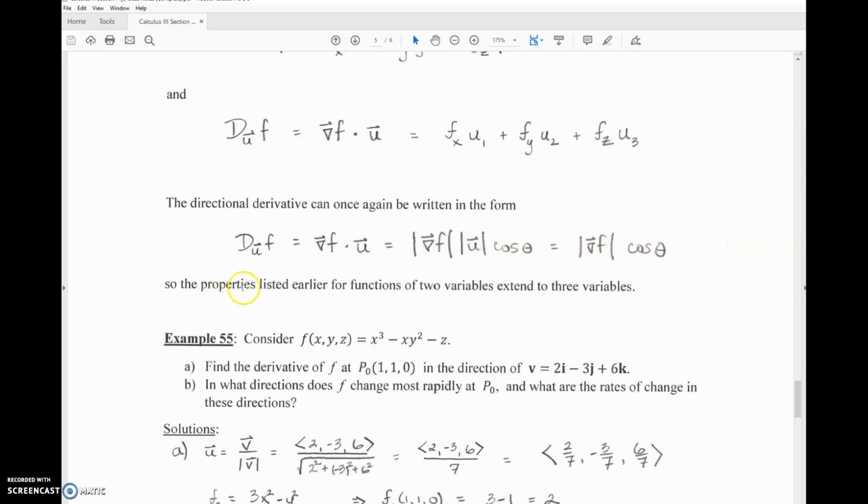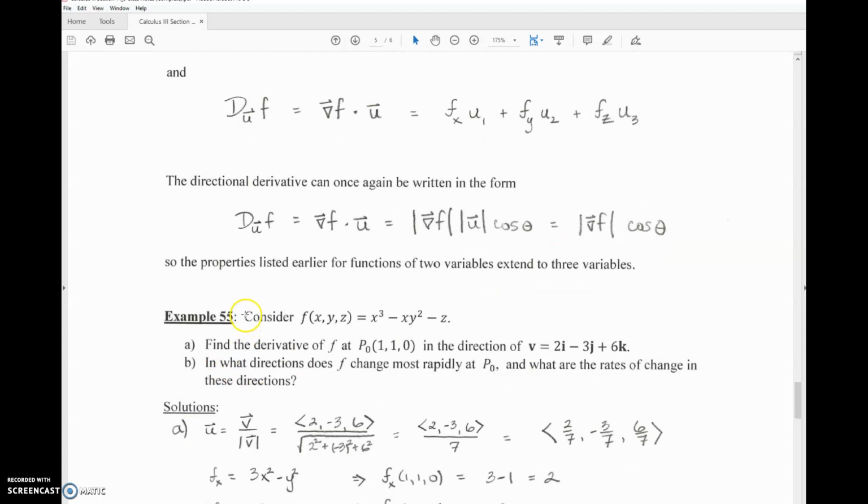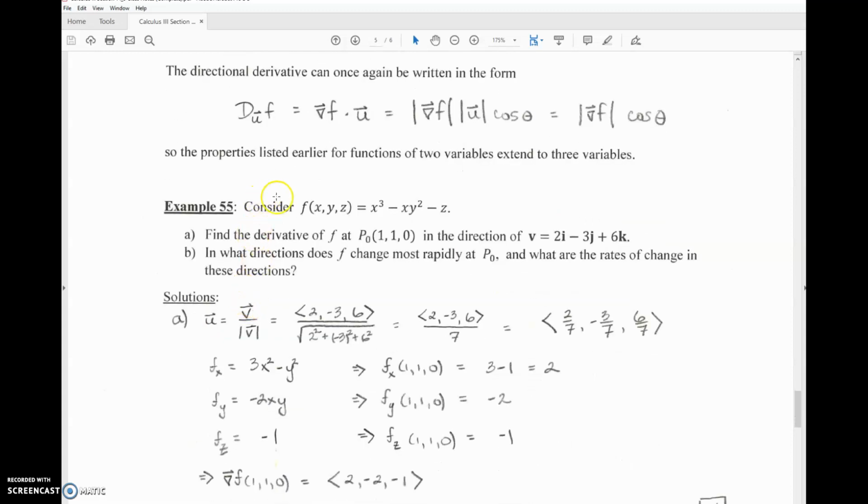So the same properties listed earlier for functions of two variables extend to three variables. In other words, f increases most rapidly in the direction of the gradient, and it decreases most rapidly in the opposite direction of the gradient. And there is no change where this derivative is 0, which is where cosine of theta is equal to 0, so the gradient and u are perpendicular.